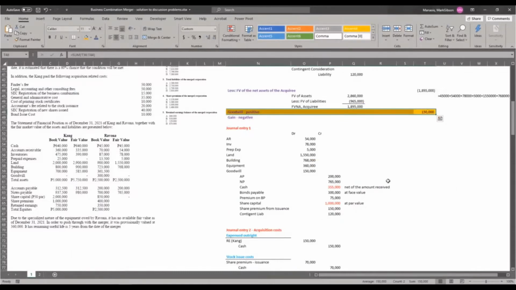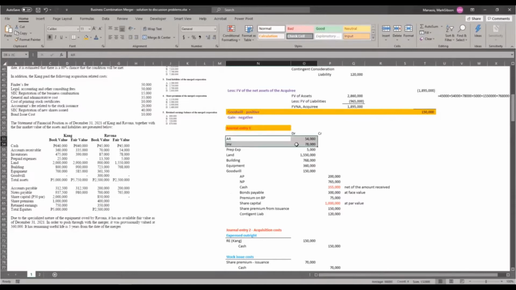Para siguro mas ma-appreciate, let's also talk about the journal entries. Tandaan, class, in merger, we are getting all of the net assets of Ravona. So meaning, ina-acquire natin lahat ng assets. At the same time, we are assuming all of its liabilities. So binibili natin sa Ravona 100%. So therefore, the journal entries to effect that would be, of course, to transfer all of the assets and liabilities of Ravona to the books of Kang.